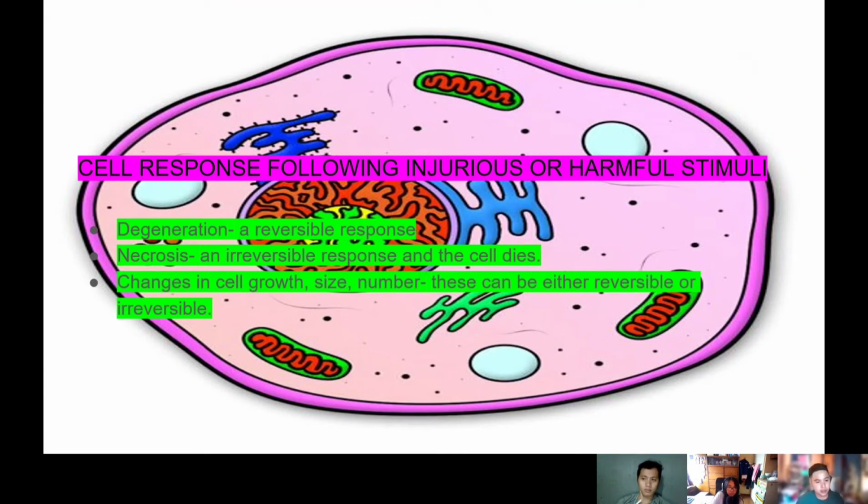Next, let's go to the cell response following injurious or harmful stimuli. First, degeneration, basically a reversible response. It can return. Second, necrosis, an irreversible response, and the cell dies. Necrosis means death. Okay? Number three, changes in cell growth, size, and number. These can be either reversible or irreversible.